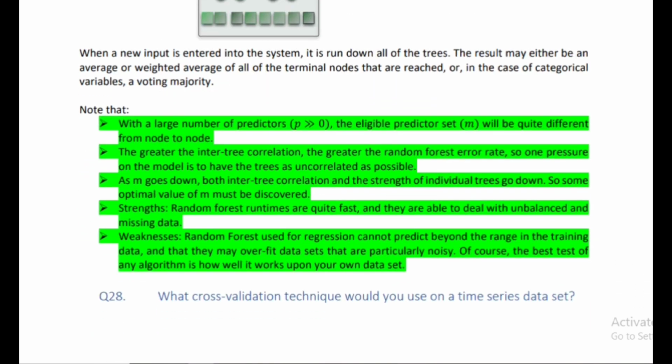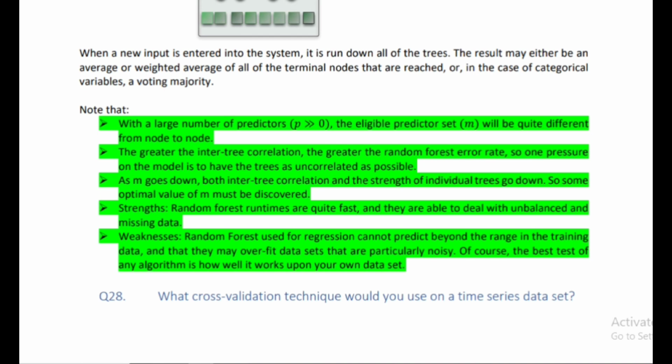When a new input is entered into the system, it is run down all the trees. The result may either be an average or weighted average of all the terminal nodes that are reached, or in the case of a categorical variable, a voting majority. Note that with a large number of predictors p, the eligible predictor set m will be quite different from node to node.